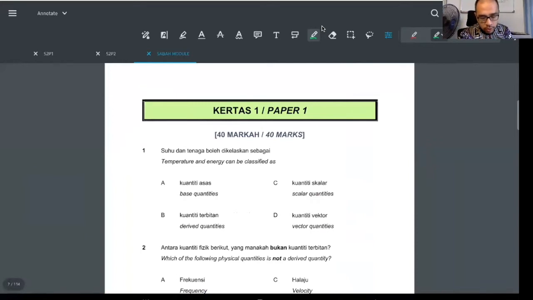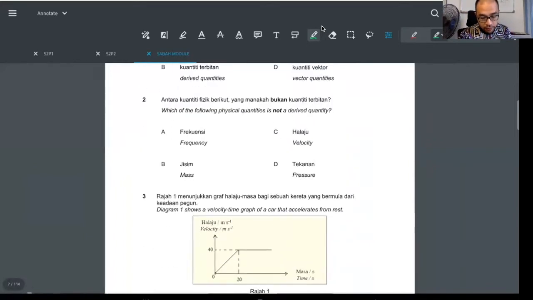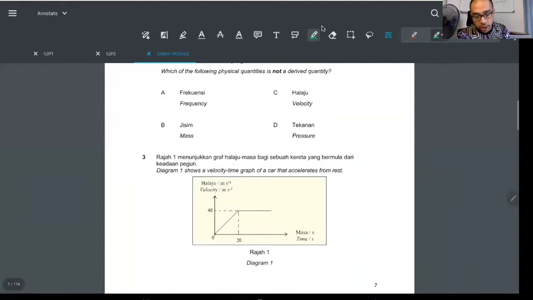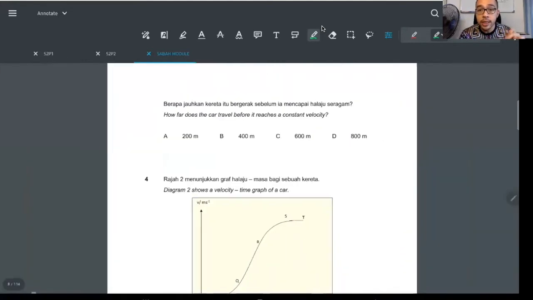And you see this over here: question number 1 and number 2 are from Introduction to Physics. Question number 3, you see a velocity-time graph, you know that this is chapter 2.